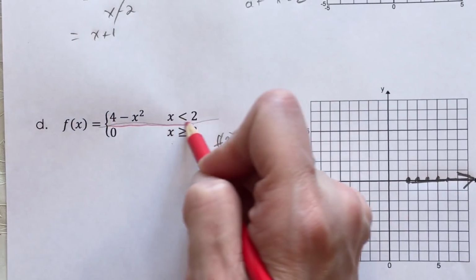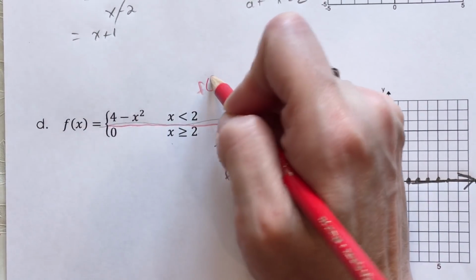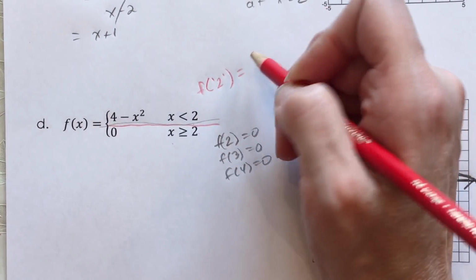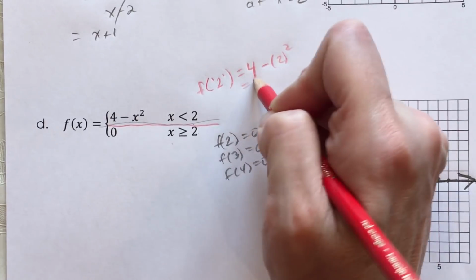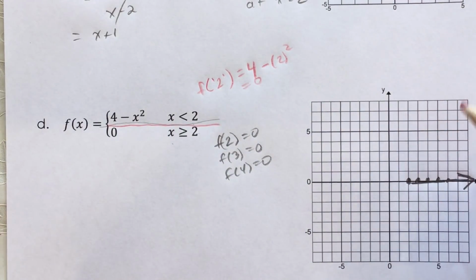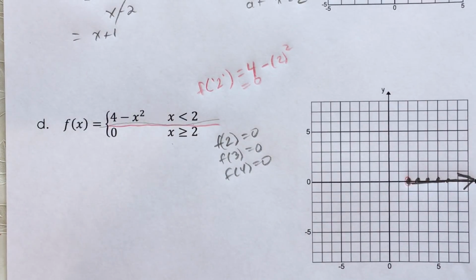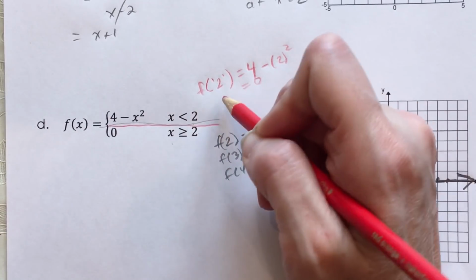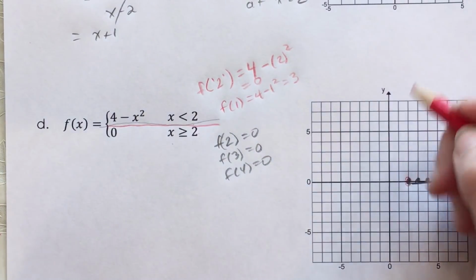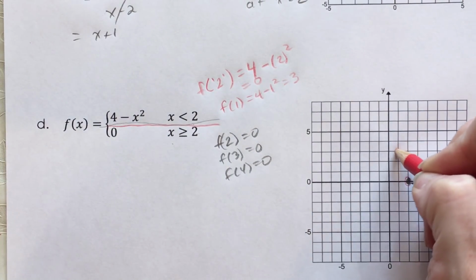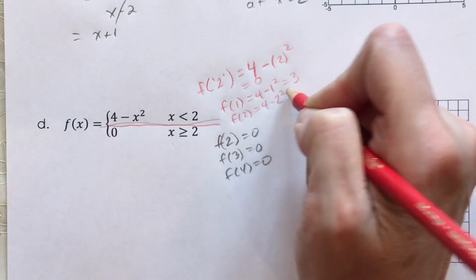Now we'll draw the top piece here. So we're not really allowed to put 2 in. There would be a hole there. So I say we're putting f at 2, in quotation marks there. 4 minus 2 squared is 0. So that means at (2, 0) there would be a hole. But again, that hole's already been filled in by the second piece. But then we can put anything less than 2 in. So f at 1 is 4 minus 1 squared, which is 3.